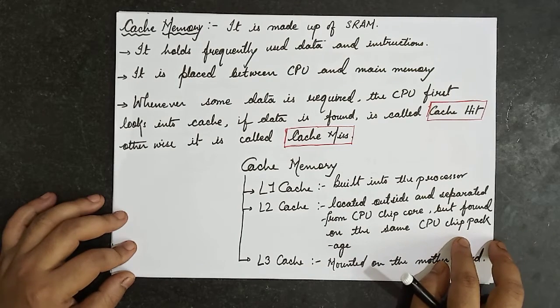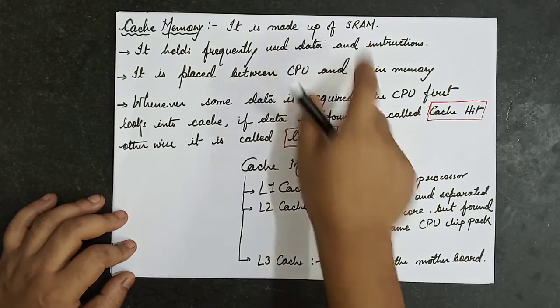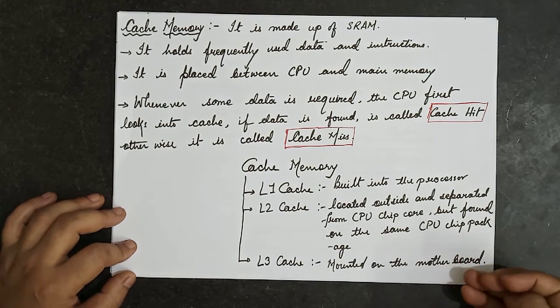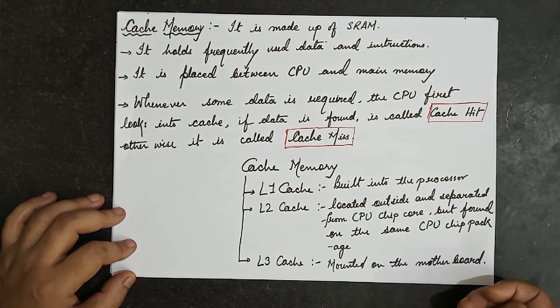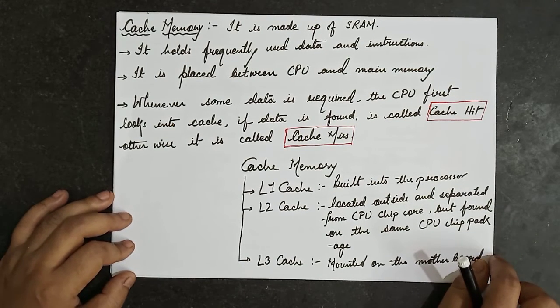Next comes the cache memory. It is made up of SRAM. We have already discussed SRAM. It holds frequently used data and instructions. That means whatever data and instructions are frequently required by the processor are all stored in the cache memory. It is placed between the CPU and main memory.